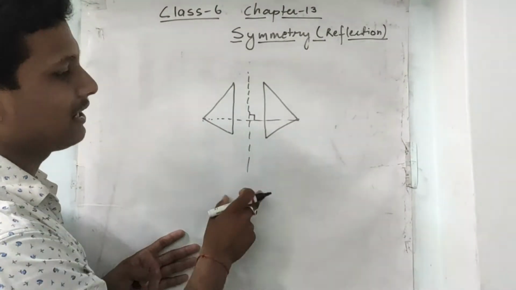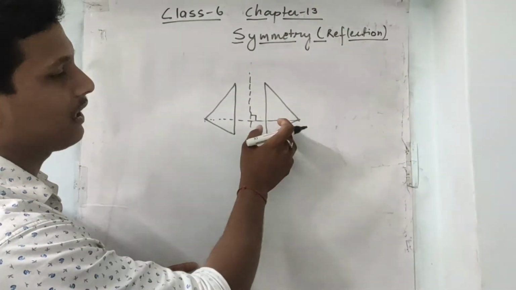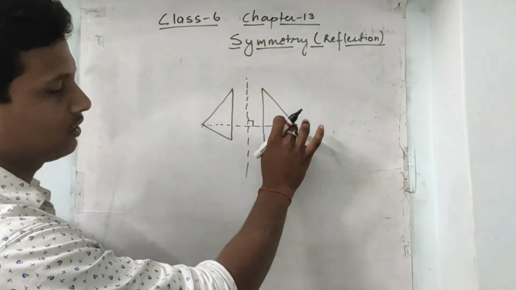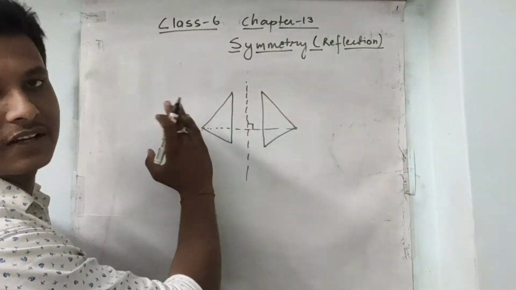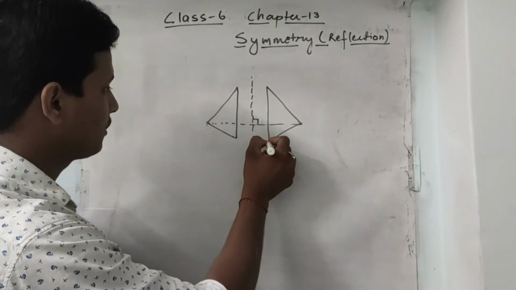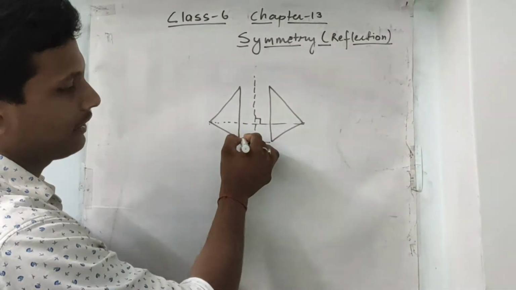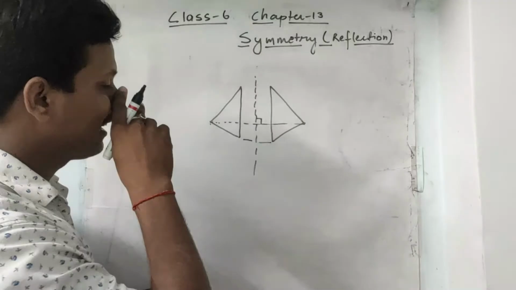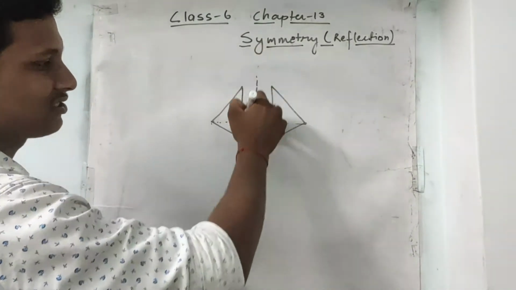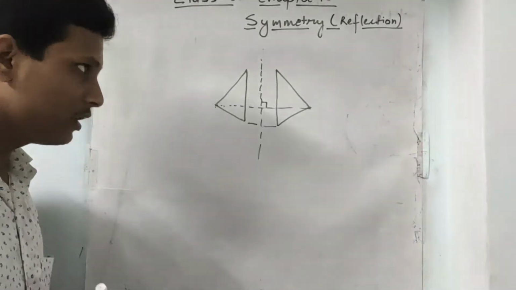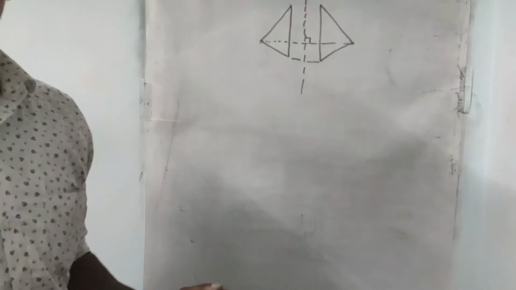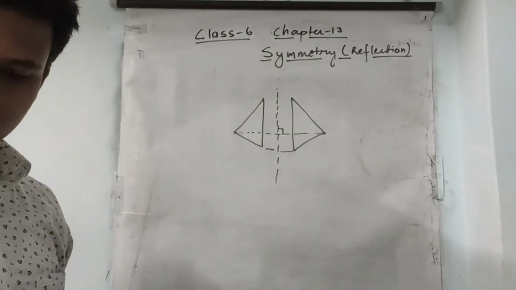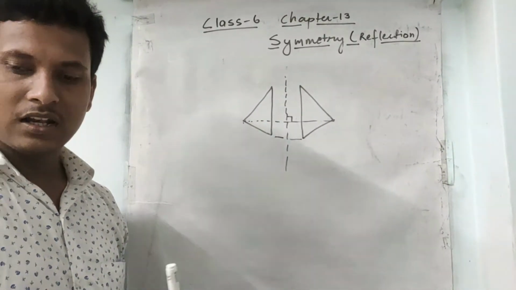That particular line is called the perpendicular bisector, and it divides this horizontal line into two equal parts, and also these two figures in the same identical manner. The spacing from this line to here and here is the same. So these figures are identical to each other, and this is called the line of symmetry. You will draw the line of symmetry using the perpendicular bisector method. This is the way we can find the line of symmetry.